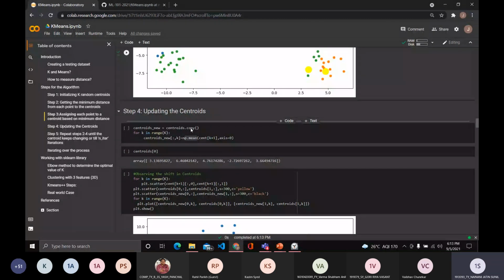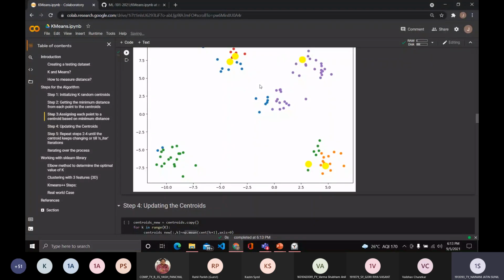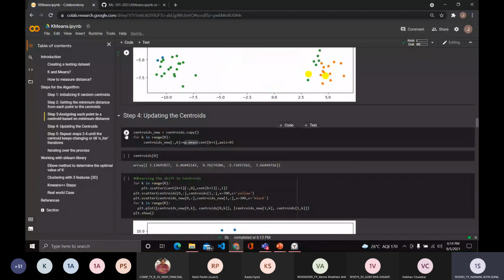Step 4 will be to update the centroids. Remember, centroids, well, they're centroids, so they should be in the center of the cluster. So I'll just replace the centroids with the means of the cluster. np.mean calculates the mean.